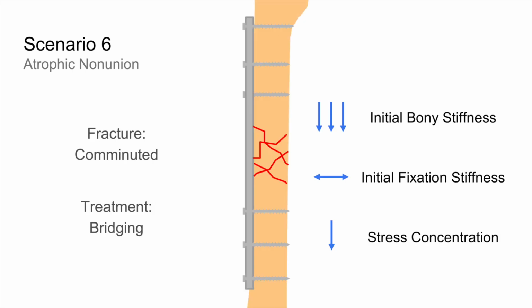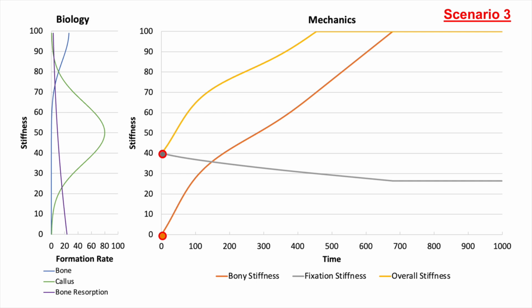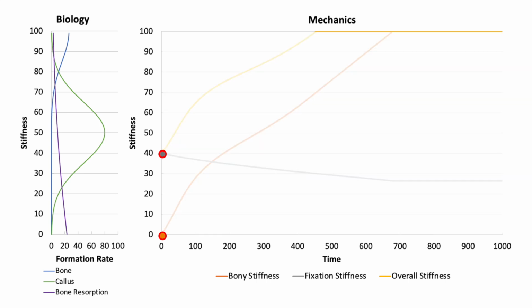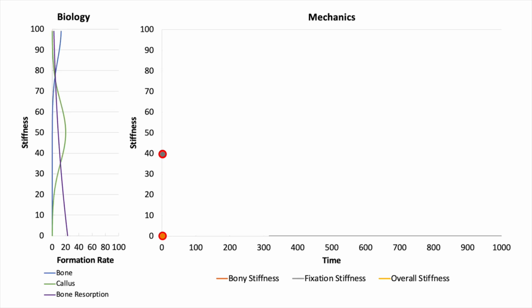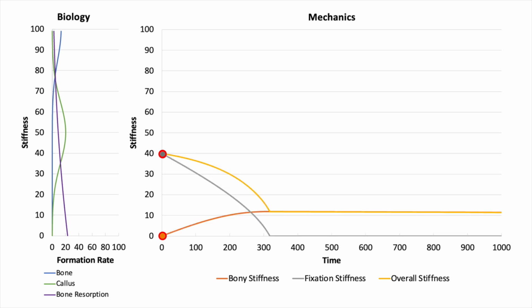We will go back to the same conditions as scenario 3 with an appropriately constructed bridging construct. However, in this case, this patient has reduced biological potential and the formation rate of the bone and callus are therefore reduced. As can be seen, the construct starts at the same starting points, but the construct fails and the overall stiffness ends up in a range where little callus is formed.